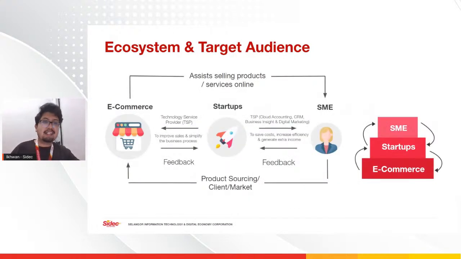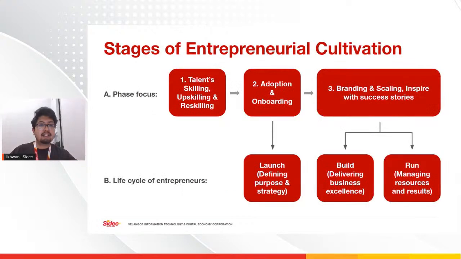We move to ecosystem and target audience. So who is our target? Who are our players? Here, as you can see, is the cycle, which is e-commerce, startups, and SME. Basically, e-commerce needs startups, startups also need SME, and this cycle of target audience needs each other. E-commerce needs SME to gain the product and as a client, and SME needs e-commerce to assist them by selling products and providing services online. Likewise, the startups also act as TSP to e-commerce and provide services for SME to save costs and increase their efficiency in their marketing.